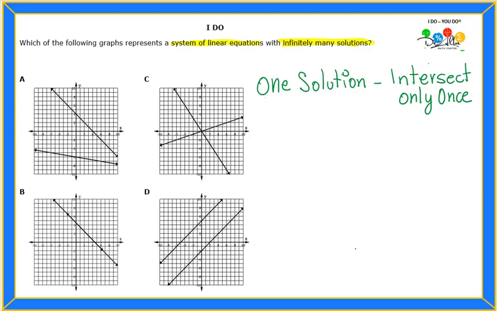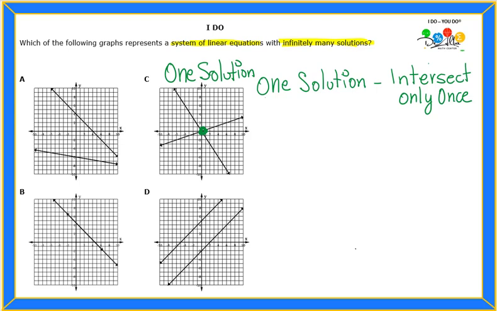Which one would you say that the lines are intersecting only once, that you can tell right away? Very good if you're thinking about letter C. Do you see the point that is here? Well, that's the point of intersection for those two lines. So we say that letter C has one solution, because the two lines are intersecting only once.